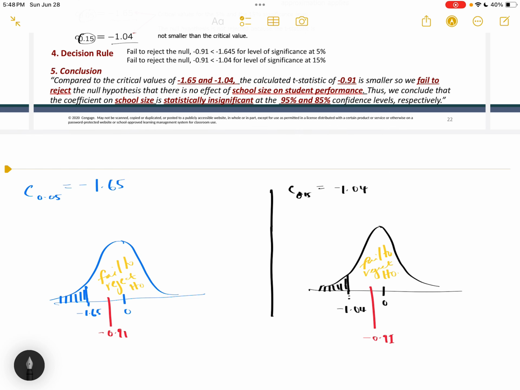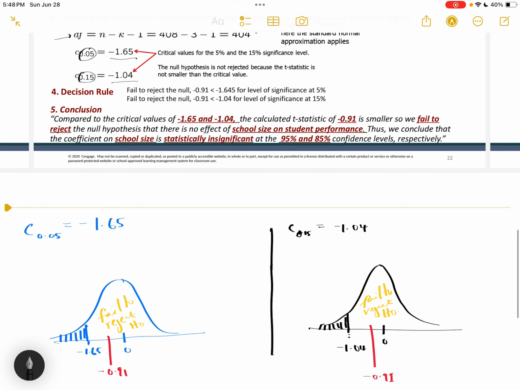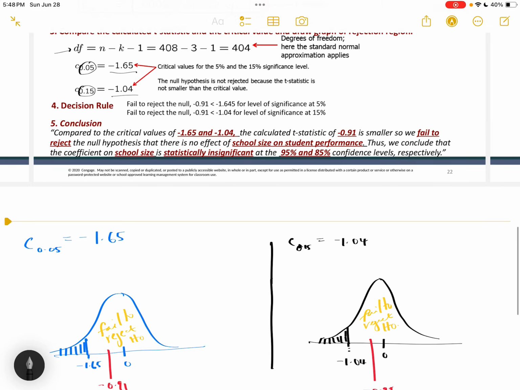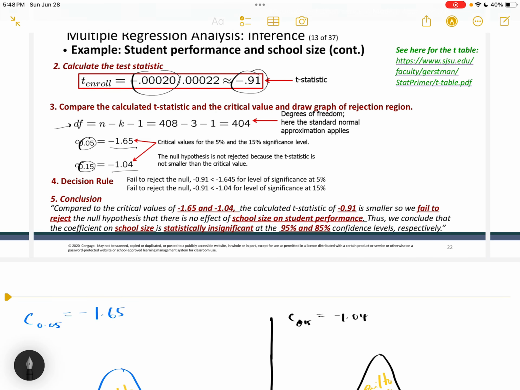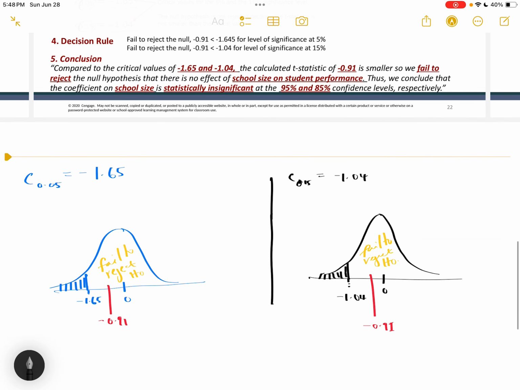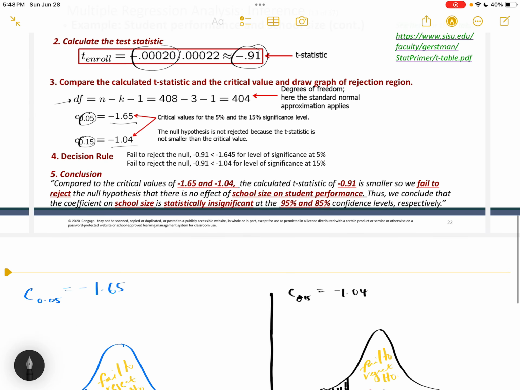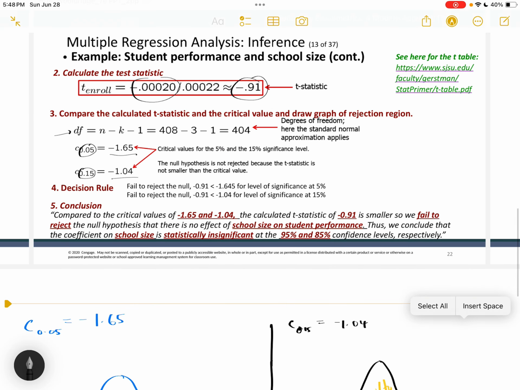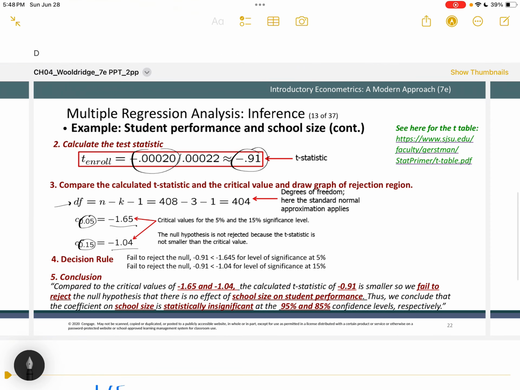Right, so it's good you draw this. When you draw this, it's easier to tell what is happening than trying to work all of this in your head. Some people can't do that, but for those who are just starting, please draw it. The decision is we fail to reject the null because negative 0.91 falls in the fail to reject H0 region.